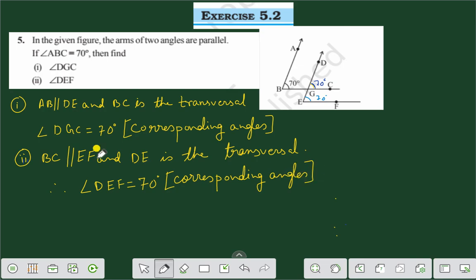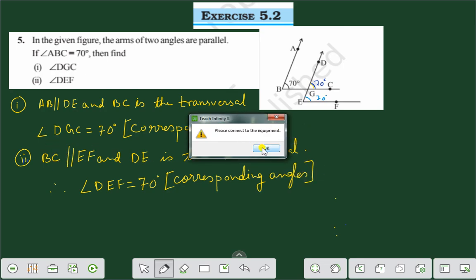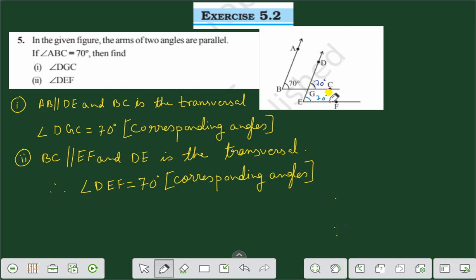Right? Again, you see that BC is parallel to EF and DE is the transversal, and this angle will be equal to this angle. That means angle DEF is equal to 70 degrees because they are corresponding angles. And here also AB is parallel to DE, and if BC is a transversal, right, then here also you see that angle DGC, this angle and this angle will be the same because they are corresponding angles, right?